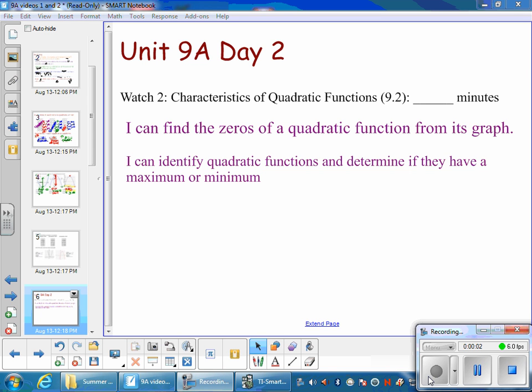Hello and welcome back to day 2 of Unit 9. It's all about quadratics again, so now we're going to throw in the word zeros and still be talking about the max, min, domain, and range.